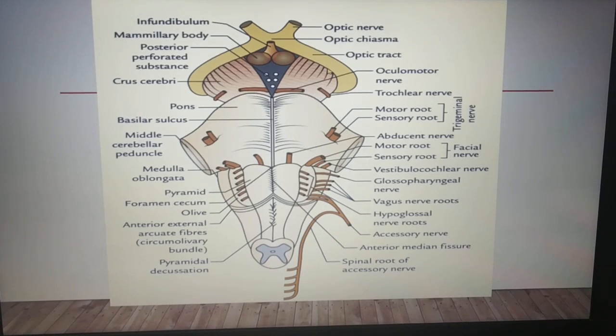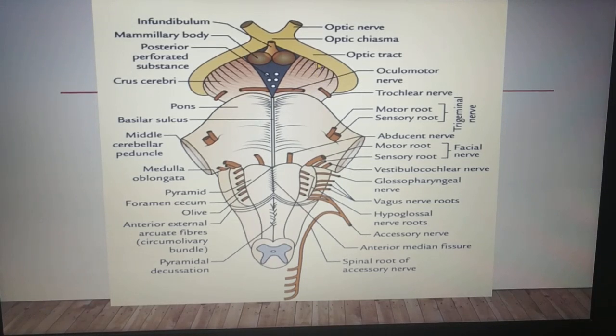So the crus cerebri is crossed by four structures. This is a very important question. Structures crossing over the crus cerebri, four in number. Yes, so this is going to be the first important thing.